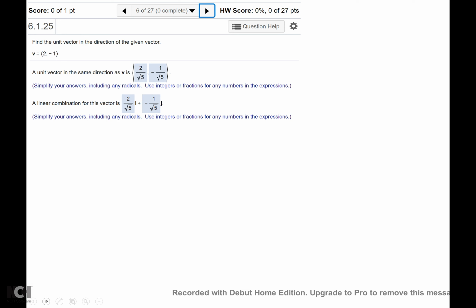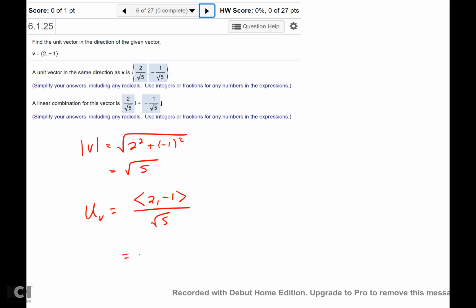Number 6, find the unit vector in the direction of the given vector. So my first thing to do is figure out the magnitude, sorry, not the absolute value. The magnitude of v would be the square root of 2 squared plus -1 squared, which would be the square root of 5. So my unit vector is going to be my vector, <2, -1>, over its magnitude. Split that up into its components, and you have 2 over the square root of 5 and -1 over the square root of 5. That would be component form.